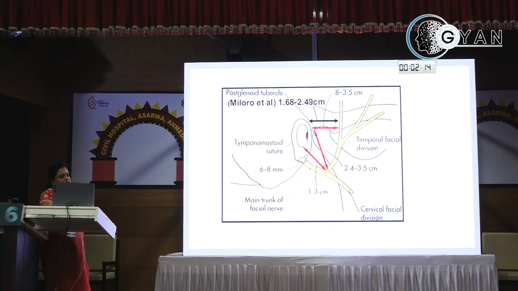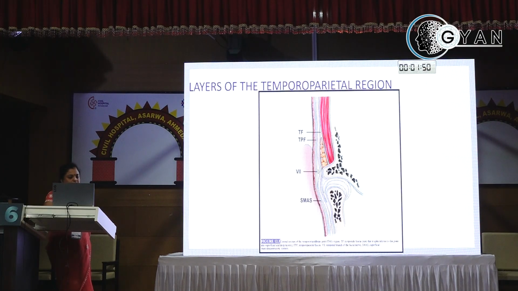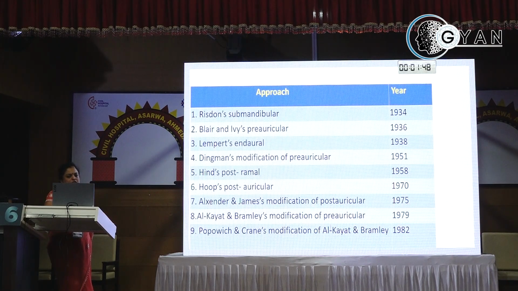This is described in the article by Miloro et al., which describes about 1.68 to 0.49 centimeters. So again, parotid gland is one more important structure, especially the parotidomasseteric fascia. This particular fascia needs to be taken into consideration during the incision, especially of the pre-auricular incision and a combination of two incisions to get access to the temporomandibular joint. So these are all the various incisions.